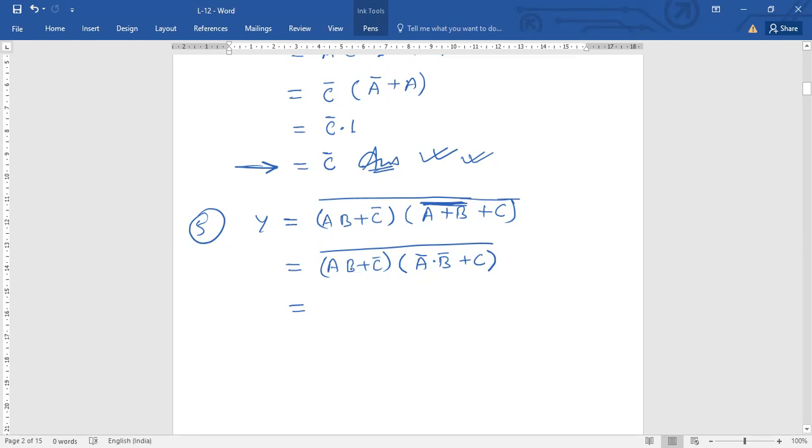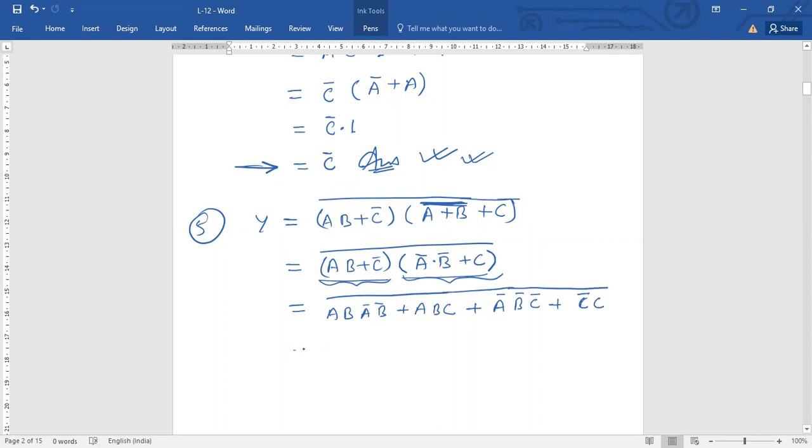Okay, so when we multiply both terms, इस टर्म और इस पूरे टर्म को जब मल्टीप्लाई करेंगे तो हमें क्या मिलेगा? So we will have terms like A B A bar B bar plus A C plus A bar B bar C bar plus C bar and C bar C. क्या हमें ये मिलेगा? Now here we have A B A bar B bar.